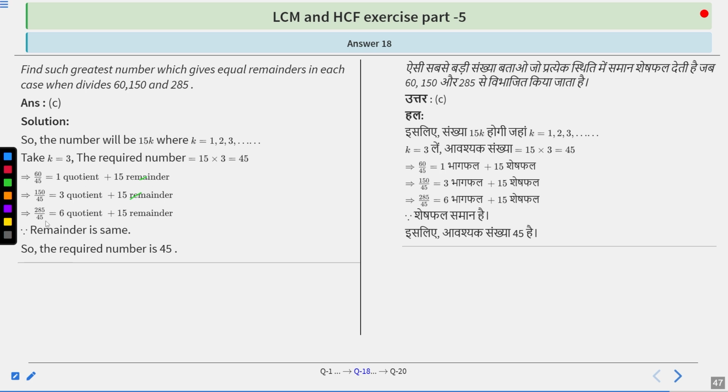If we divide 285 by 45, then we get 15 as the remainder. That means every time we are getting 15 as the remainder. So the remainder is the same. Therefore, we can say the required number is 45. Option number C is the correct answer.